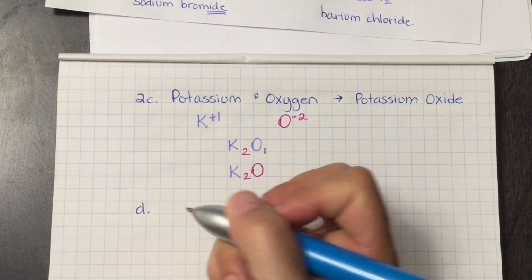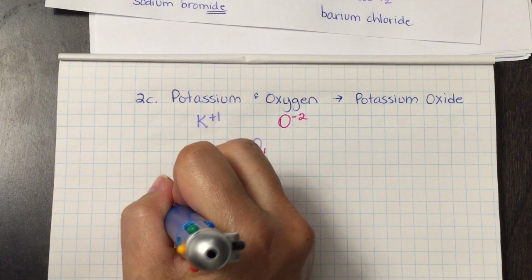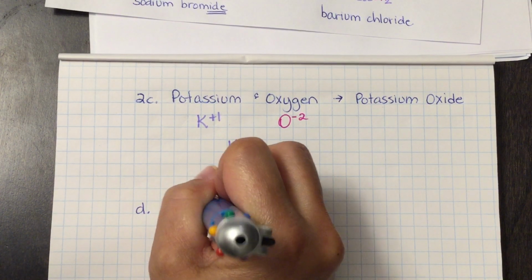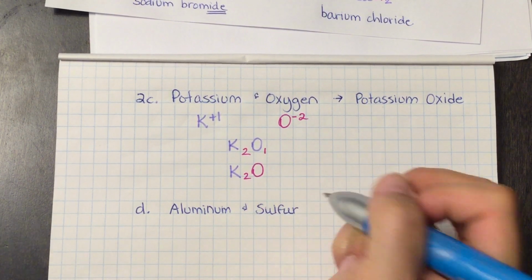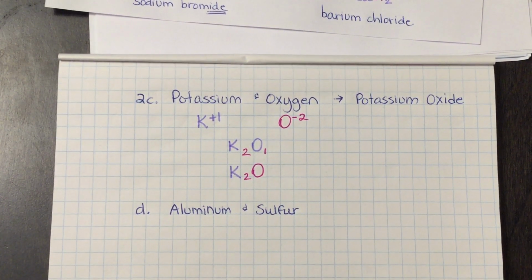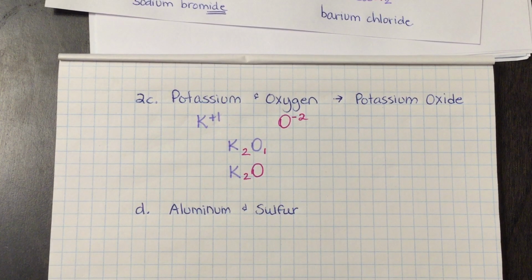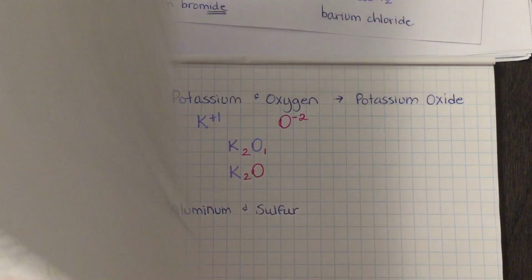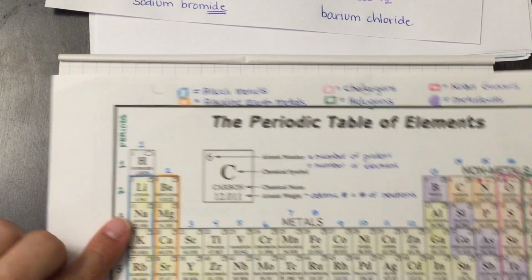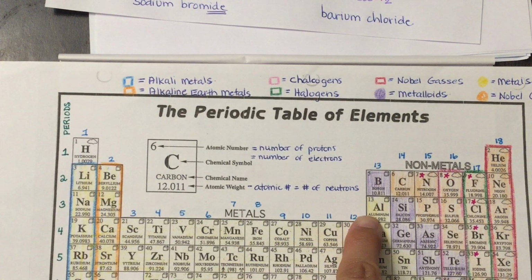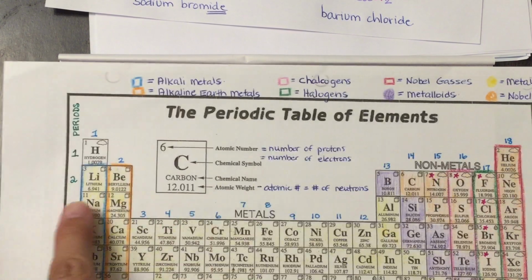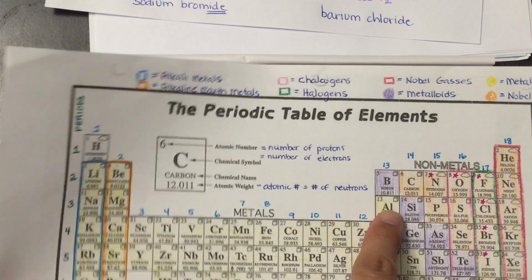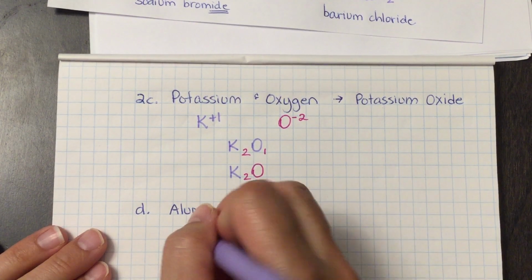2D. It says aluminum and sulfur. Make sure you're actually trying this yourself. It does no good if you're just listening. You should pause and try it yourself, which I'm sure you probably are, but just in case. Okay, aluminum and sulfur, periodic table. Aluminum, oh, it's over here. What's the charge? So I start here, 1, 2, 3. Okay, 1, 2, 3.